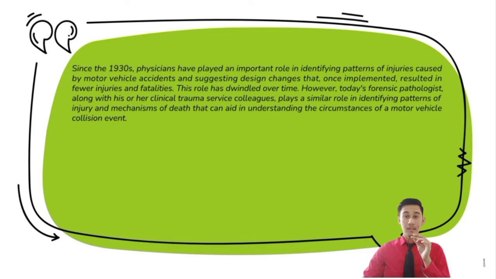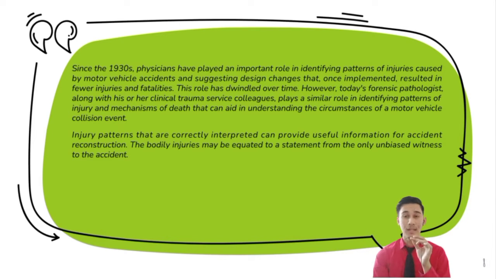For our introduction, since the 1930s, physicians have played an important role in identifying patterns of injuries caused by motor vehicle accidents and suggesting design changes that, once implemented, resulted in fewer injuries and fatalities. This role has dwindled over time. However, today's forensic pathologist, along with his or her clinical trauma service colleagues, plays a similar role in identifying patterns of injury and mechanisms of death that can aid in understanding the circumstances of a motor vehicle collision event. Injury patterns that are correctly interpreted can provide useful information for accident reconstruction. The bodily injuries may be equated to a statement from the only unbiased witness to the accident.